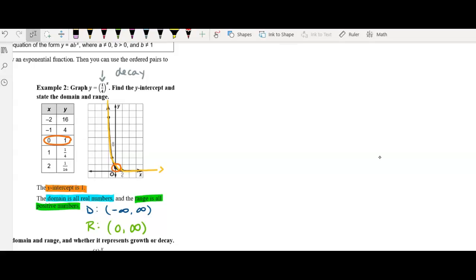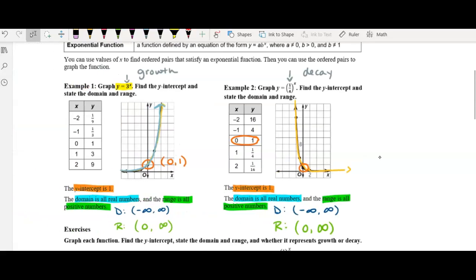If we look at example 2, we can see that this is going to decay because the base of the exponent is 1/4, and that's between 0 and 1. We can find the y-intercept from the table or the graph. Again, the domain goes from negative infinity to positive infinity, and the range goes from 0 to infinity.